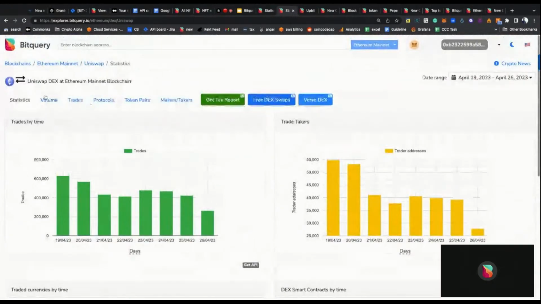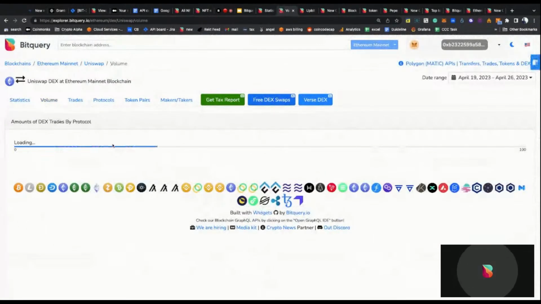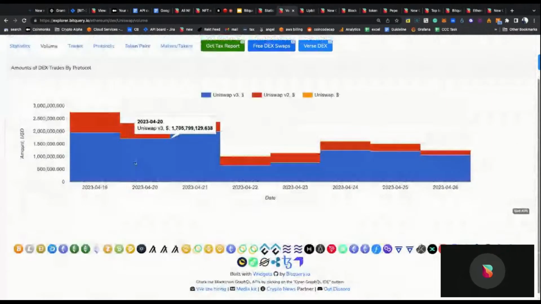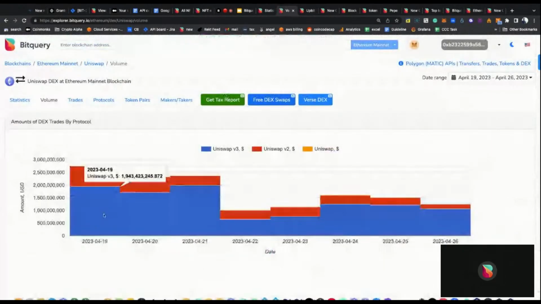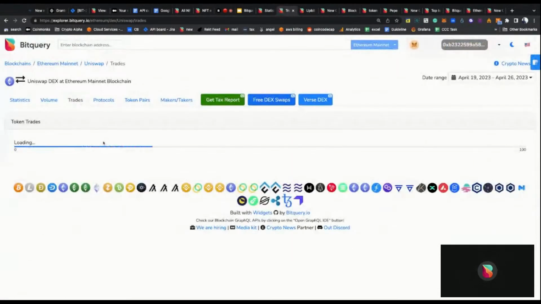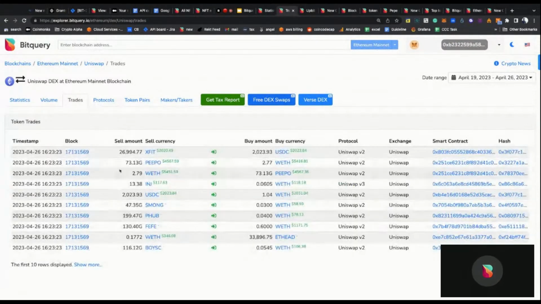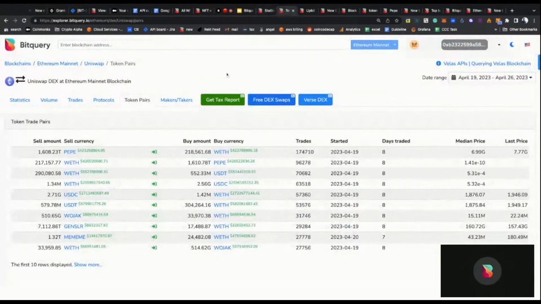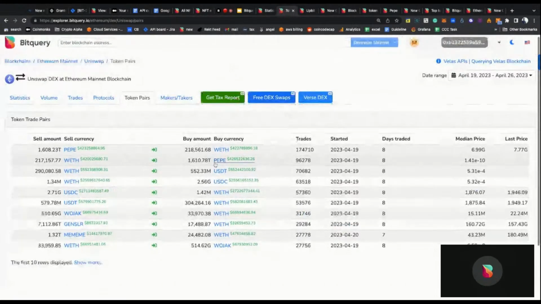You see volume related stats, for example. We parse all protocols like Uniswap V1, V2, V3. So you see a lot of volume in V3. These are recent trades on Uniswap. You see token pairs and different types of detail. These are recent token pairs on Uniswap basically.